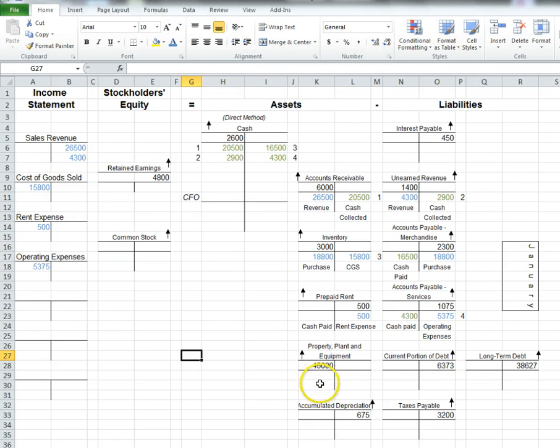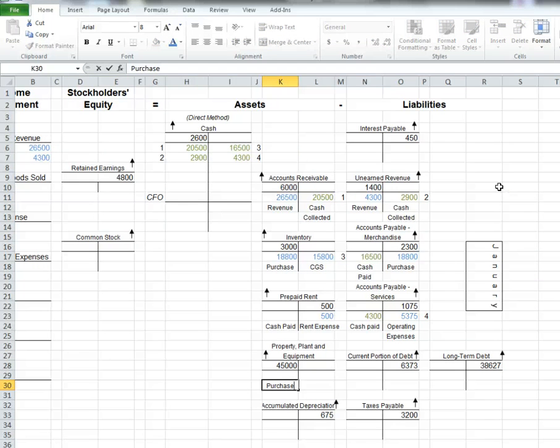Property, plant, and equipment went up. Well, what's causing that to happen? Property, plant, and equipment will go up when we buy it, right? So it's going to go up when we purchase it, and it's going to go down when we sell or dispose of it. So we must have purchased equipment.